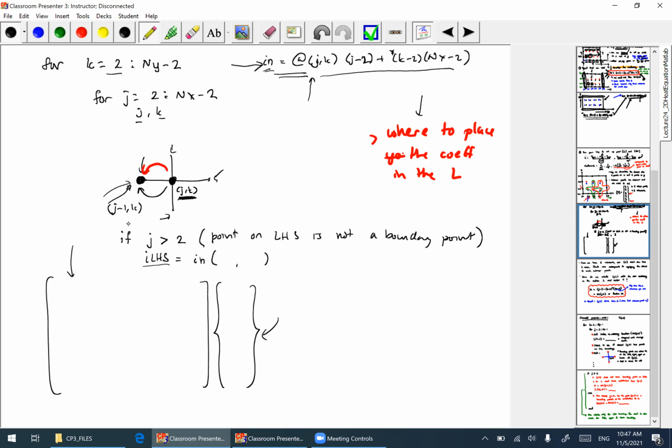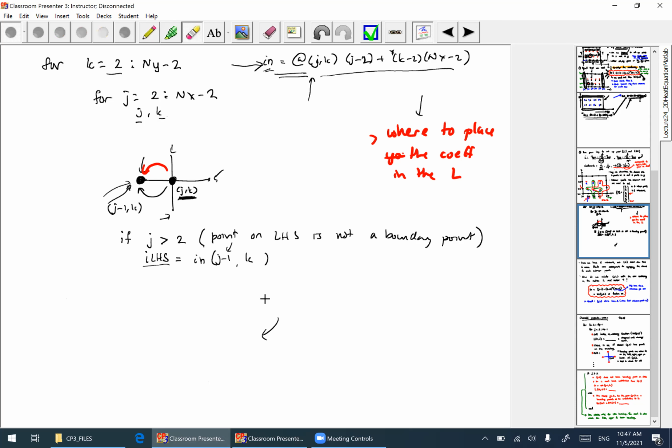J minus 1 and k. Yep, j minus 1 and k. Okay, because whatever j is, as long as it is greater than 2, once you call this function where you input j minus 1 and k, it will place it at the point that it is supposed to be in your column vector or in your Laplacian matrix here.